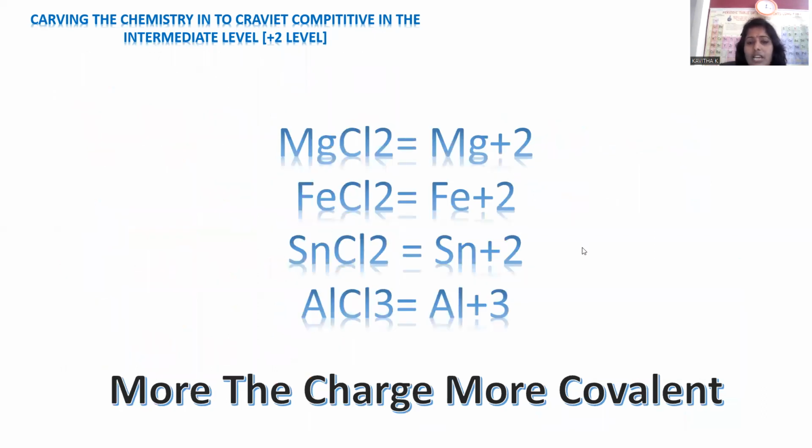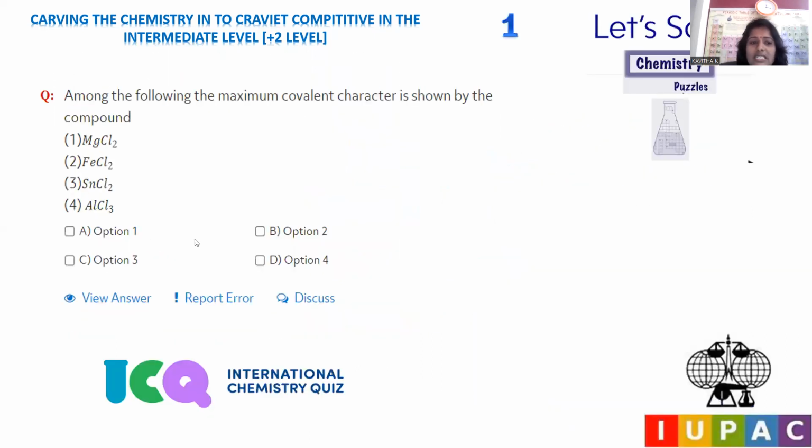Go with the charge. Magnesium chloride has +2. Iron chloride has +2. Tin chloride has +2 oxidation state on the central metal, whereas aluminium trichloride has aluminium +3. So we can say for aluminium trichloride +3, the more the charge, the more will be the covalent character. In both cases, aluminium trichloride will be the right option for maximum covalent nature. For question number 1, option number 4 will be the correct answer.